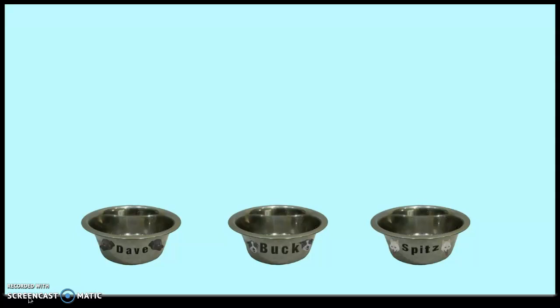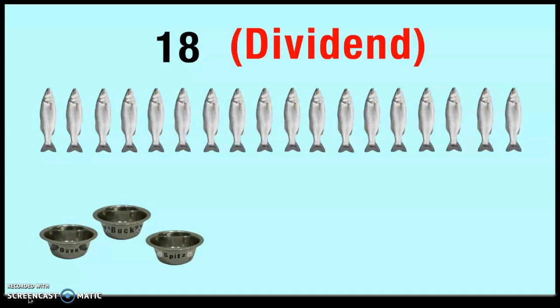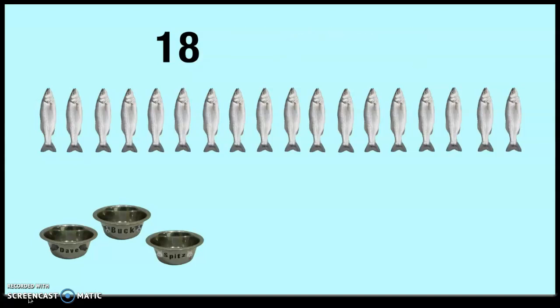Francois and Perrault buy more dogs and more food. Francois buys 18 small fish to feed the dogs. We call the 18 fish the dividend. We will separate the fish into equal groups by dividing.